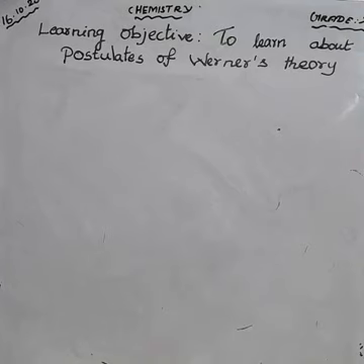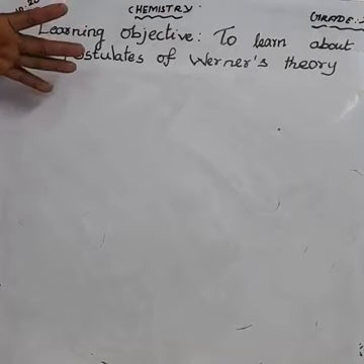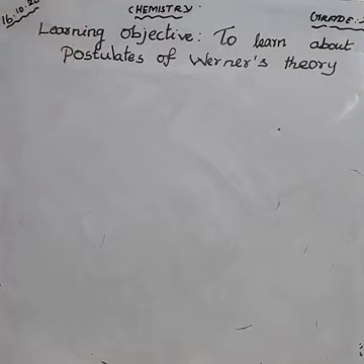Today we discussed Werner's theory. Next is the types of ligand. We learned coordination entity, central metal ion, sphere, coordination polyhedron, coordination number, oxidation state, and the very important question, the types of complex. These are the questions we learned, so all of you should learn them.